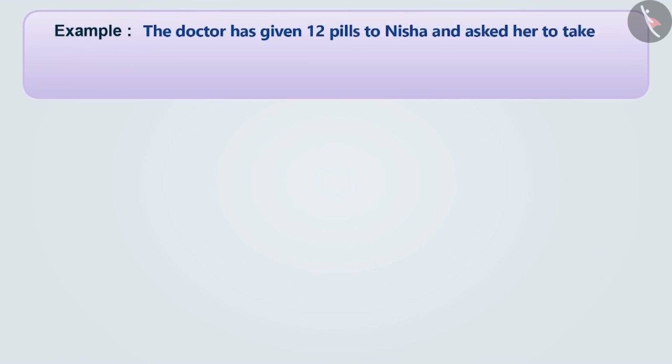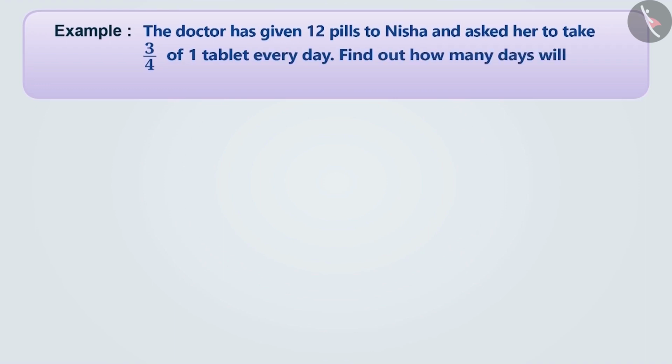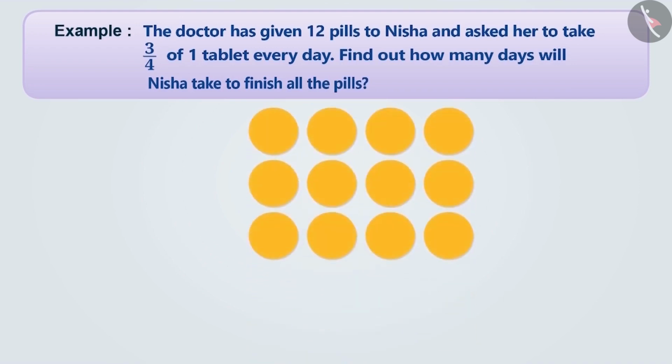Next example. The doctor has given 12 pills to Nisha and has asked her to take 3/4 of one tablet every day. Find out how many days will Nisha take to finish all the pills. The doctor has given 12 pills to Nisha. Suppose each of these circles is a pill. Nisha consumes 3/4 parts of the pill every day.